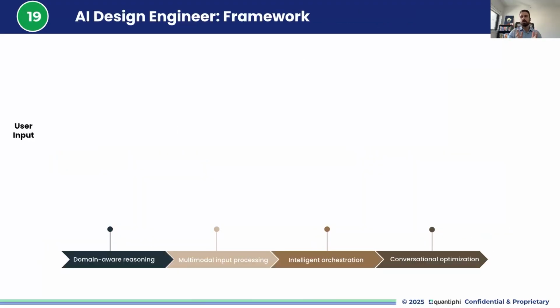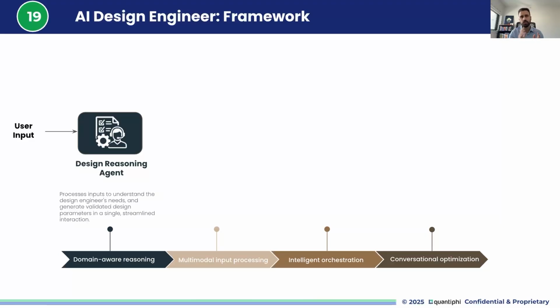So here we would like to show you the initial iteration of our AI design engineer. It has four different components. We have domain-aware reasoning, we have multimodal input processing, intelligent orchestration, and conversational optimization. For each component, we have a dedicated agent. So starting with reasoning, we have design reasoning agents.